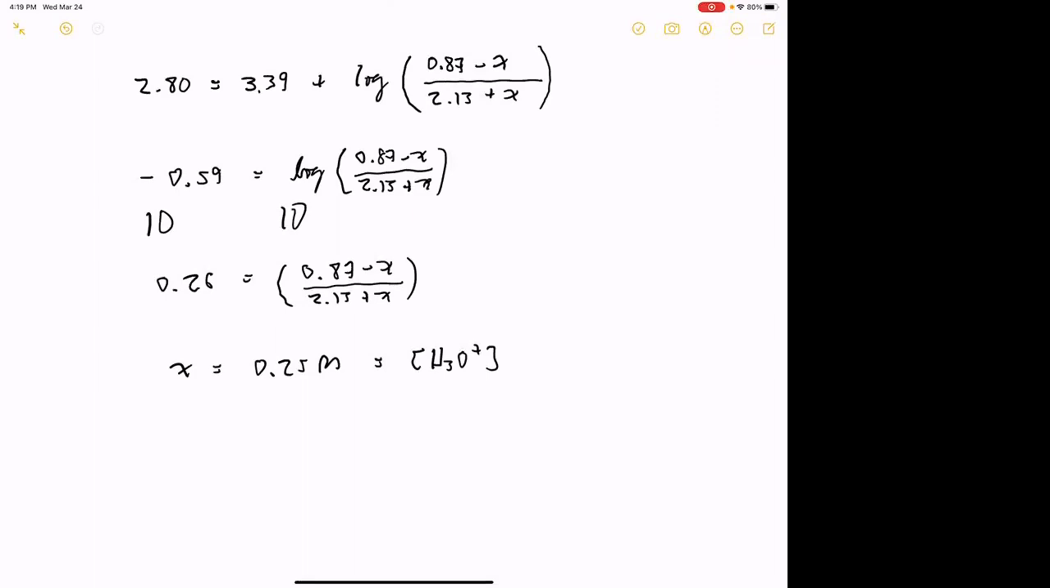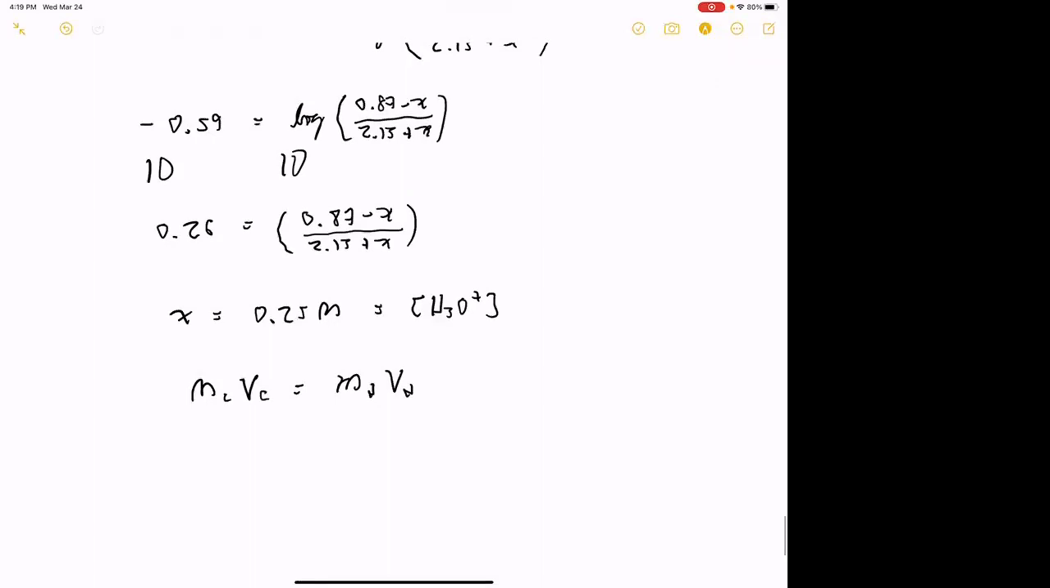Well, again, we're dealing with two solutions, so it's just a dilution equation again, right? It's the molarity of the concentrated times the volume of the concentrated, which is the molarity of the dilute times the volume of the dilute. And I want the volume of the concentrated again, don't I? It's how much of the strong acid I have to add to make this happen. It's the molarity of the dilute times the volume of the dilute divided by the molarity of the concentrated.